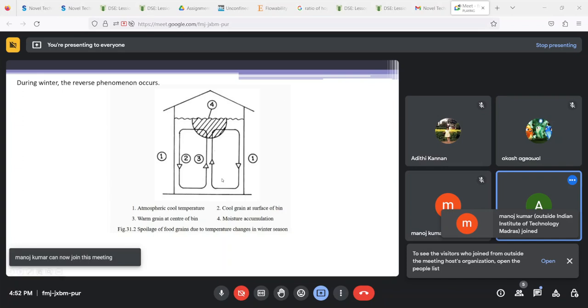So hope this is clear as to why there is a difference in case of the moisture collection during the winter and summer season. If there are any doubts, if any part of this has to be repeated, kindly let me know.